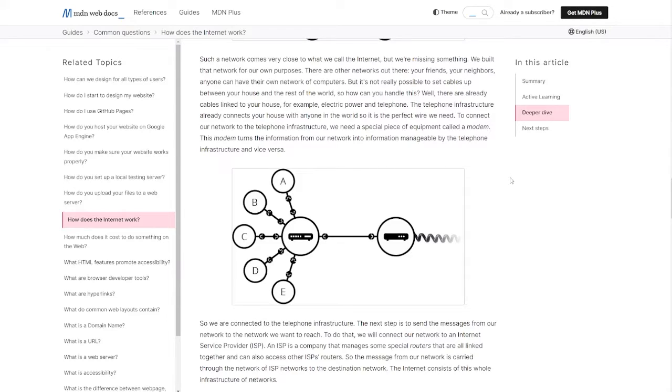We built that network for our own purposes. There are other networks out there. Your friends, your neighbors, anyone can have their own network of computers, but it's not really possible to set up cables between your house and the rest of the world. So how can you handle this?